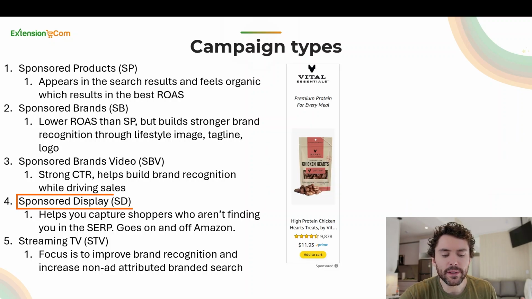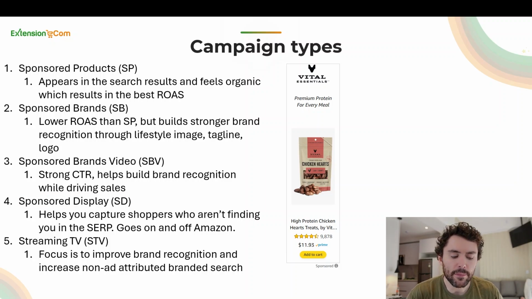Next up, you're going to have sponsored display, which helps you capture shoppers that aren't finding you in the search results page. This can go on Amazon or off Amazon. You can target shoppers on a specific detail page or within a specific category, or you can target shoppers who've historically been shopping in those niches.